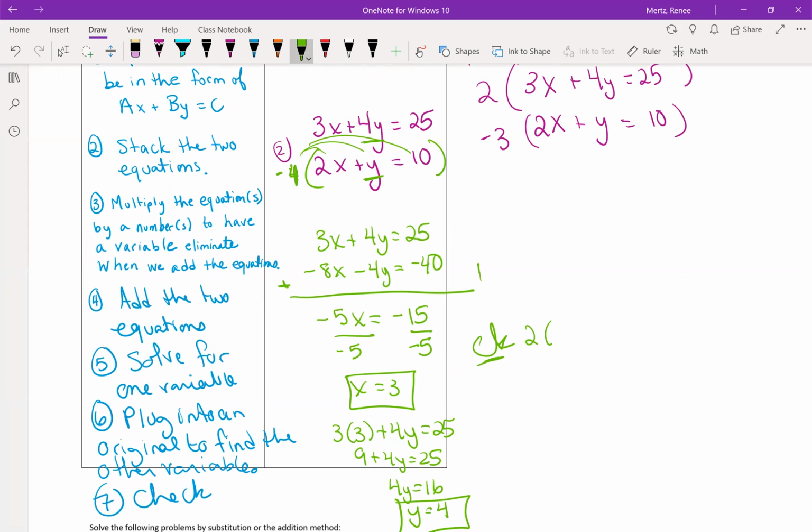Check into my other original equation. So I have 2 times 3 plus 4 equals 10. 10 equals 10.